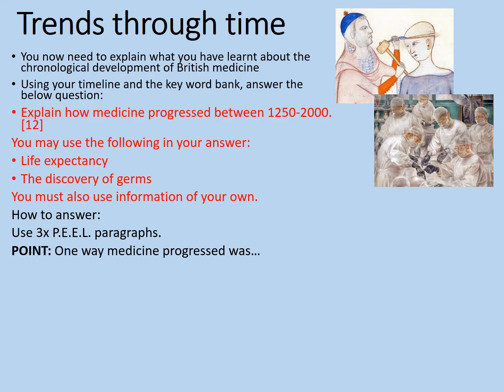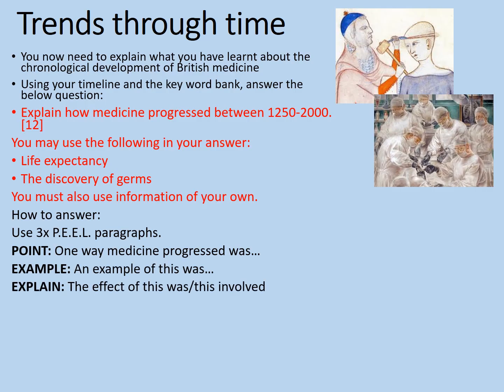Firstly, make your point. One way medicine progressed was. Then you give it a specific example. An example of this was. Then you explain the effects or impact of that. The effect of this was, or this involved. And then you link it back to the question, in this case, how medicine progressed. This helped medicine progress because.